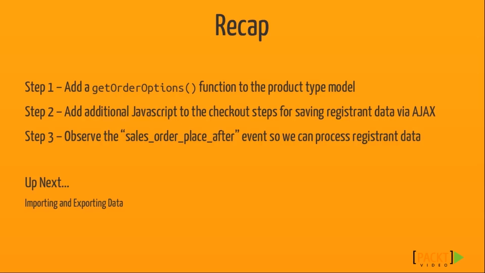So let's recap. In order to process our order information, we took 3 steps. First, we added a getOrderOptions function to the product type model. This function gets run when an order is being placed.